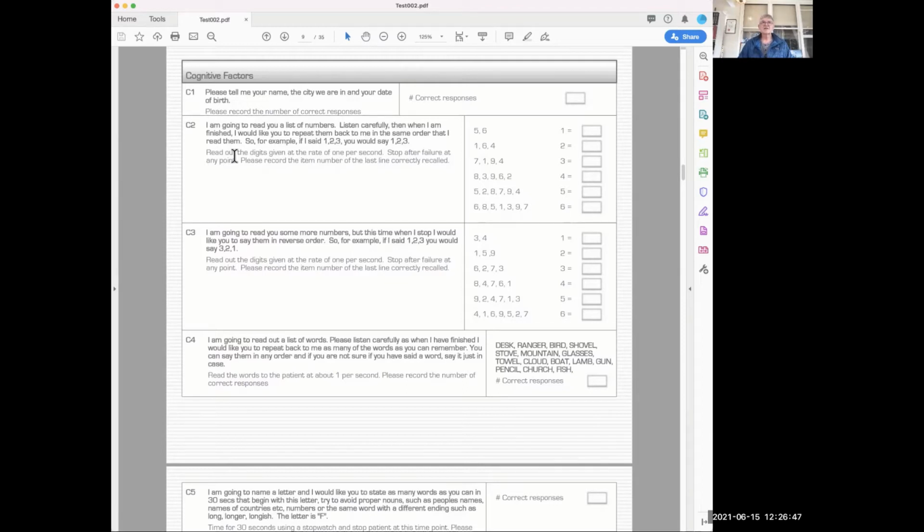The third question is similar, but the numbers are repeated backwards. I'm going to read you some numbers, but this time when I stop, I would like you to say them in reverse order. So for this example, if I said 1, 2, 3, you would say 3, 2, 1. 3, 4. Then 1, 5, 9, and so forth.